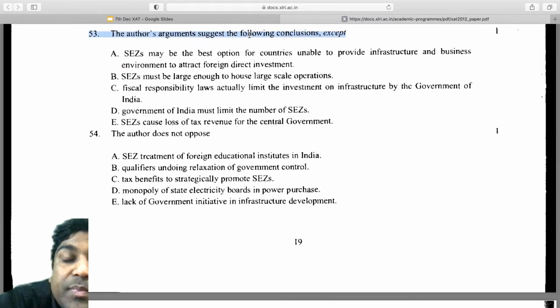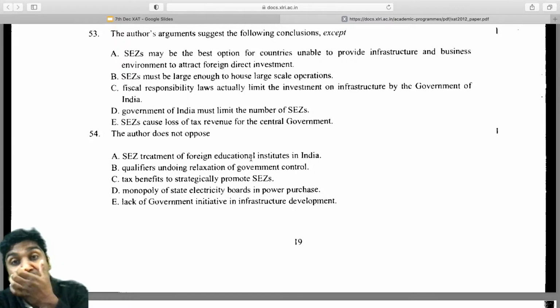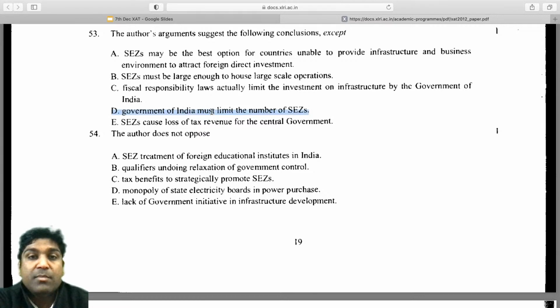Arguments such as except what all, except what. Okay, let's start from E. Suggest what has not been suggested or what is contrary to what has been suggested. Basically, Government of India must limit the number of SEZs. This was suggested. SEZ cause loss of tax revenue to the central government. This is also true. Fiscal responsibility laws actually limit the investment on infrastructure by Government of India. This was also said.